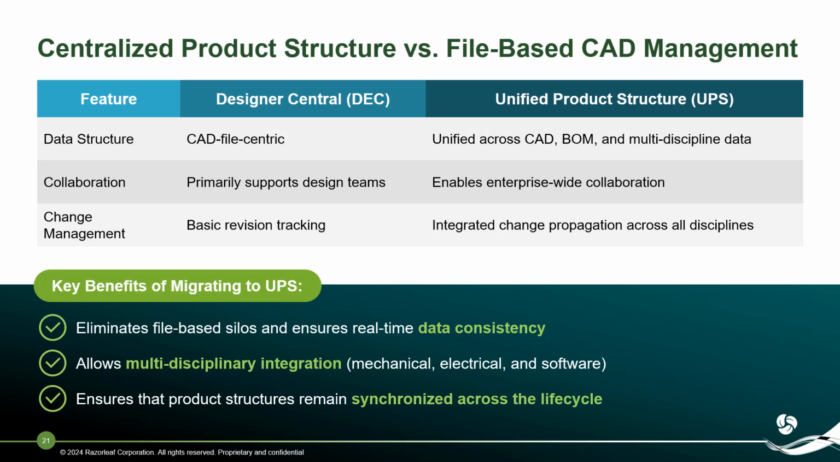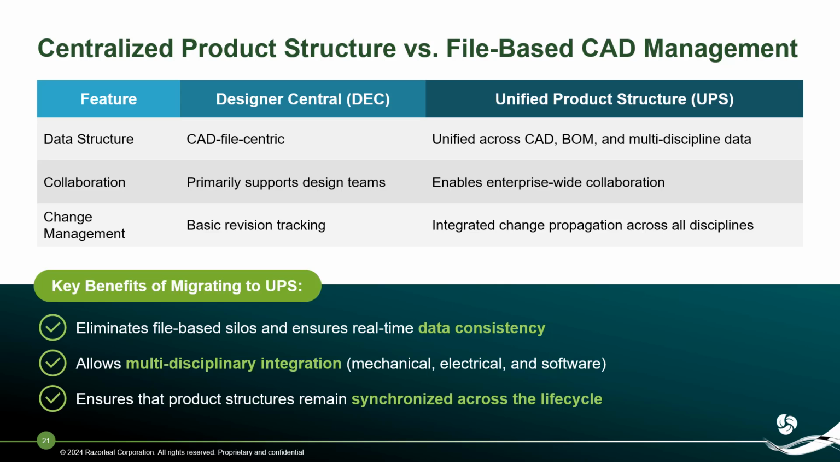So, centralized product structure versus file-based CAD management. When you talk about migrating, the data structure of CAD is file-centric in Designer Central, and in Unified Product Structure, it's unified across CAD, BOM, and multiple discipline areas, everywhere from product definition all the way out to manufacturing, even service BOMs and things like that, work instructions. They're all tied to the UPS, right? The collaboration primarily supports design teams, and UPS enables enterprise-wide collaboration. And then the change management is basic version revision tracking in Designer Central, and with UPS, it's integrated change propagation across all disciplines.